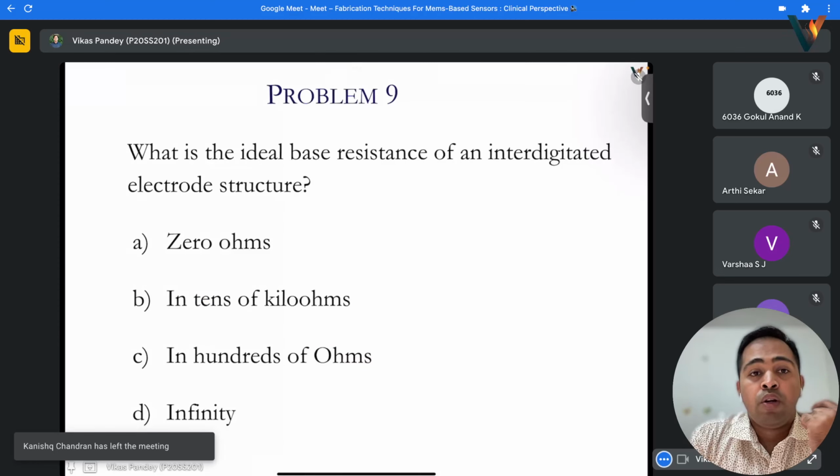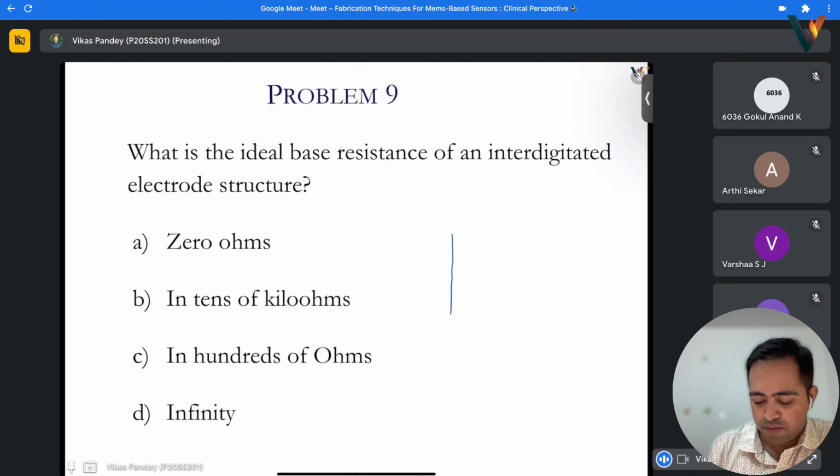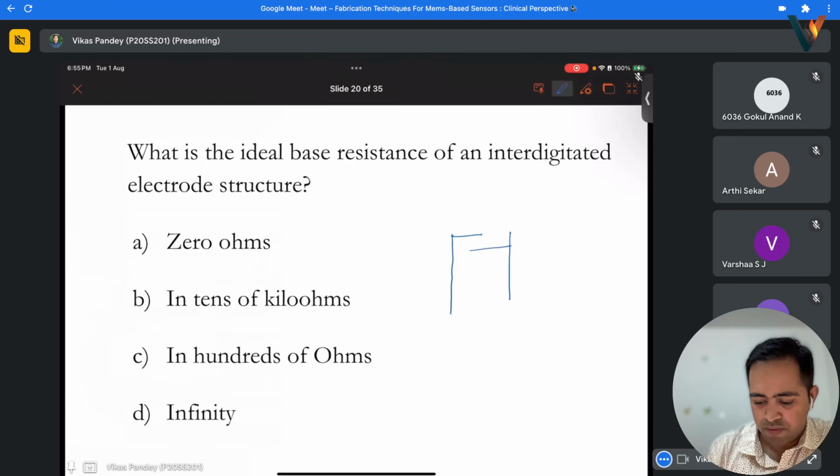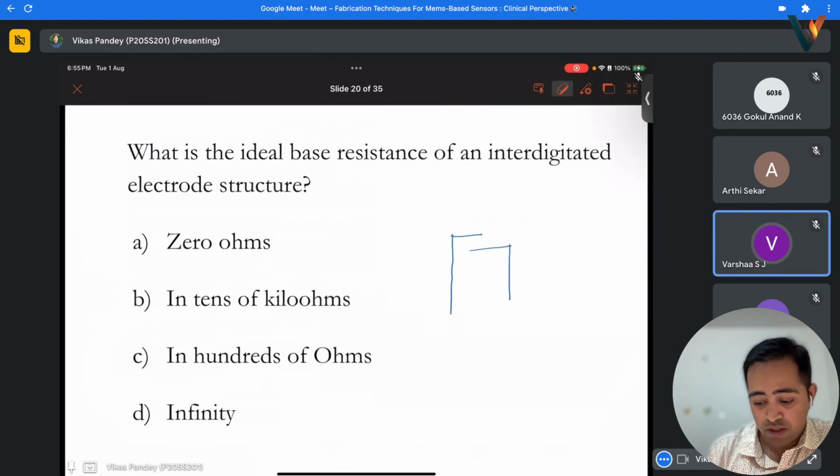Okay. What is the ideal base resistance of an interdigitated electrode structure? Anyone? We have given a hint of this already. That we have an electrode. Infinity. Why? The question is why.